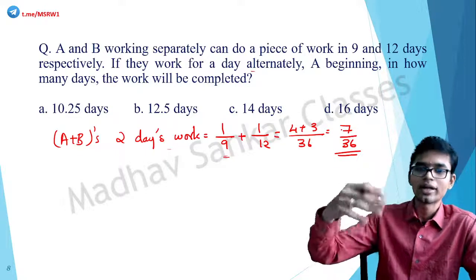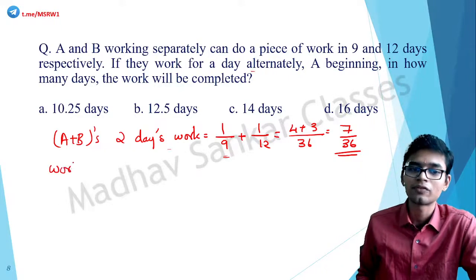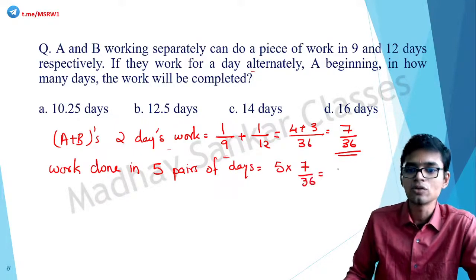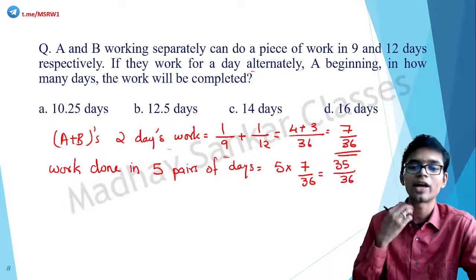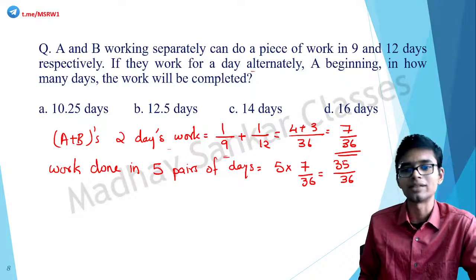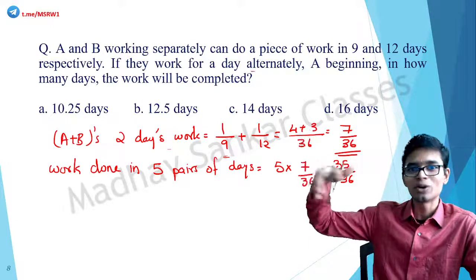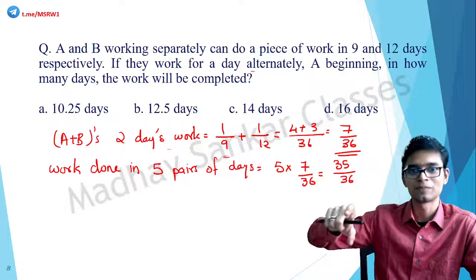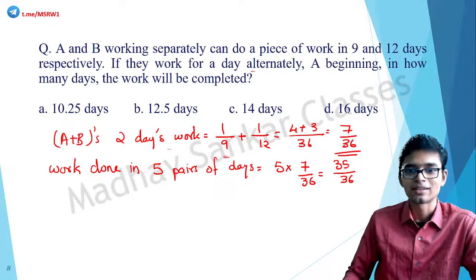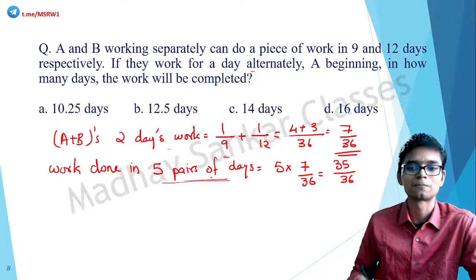Correct. Now, if they continue like this for 5 pairs of days, work done in 5 pairs of days is equal to how much? 5 into 7 by 36 is equal to 35 by 36. Why did I take 5? Now you understood. Correct. Because if I had taken 6 here, then the value would be above 36. So it would be overwork. We do not want that. We have to find how much time it takes to finish this work. So we will take the closest value that is less than 36. So 7 into 5 is 35. Clear. So this much work, 35 by 36, is completed in 5 pairs of days. So what is the remaining work?